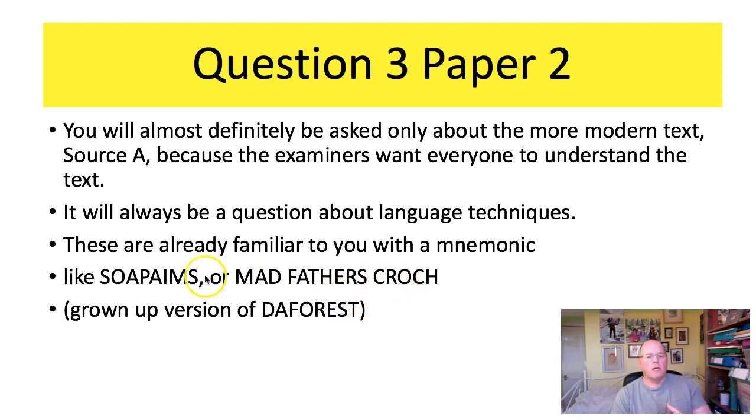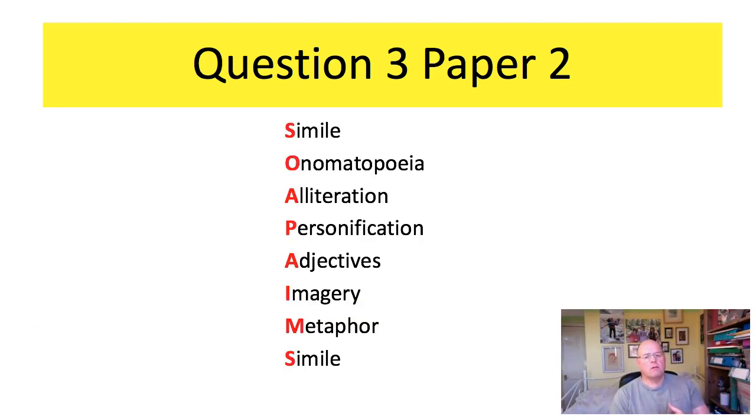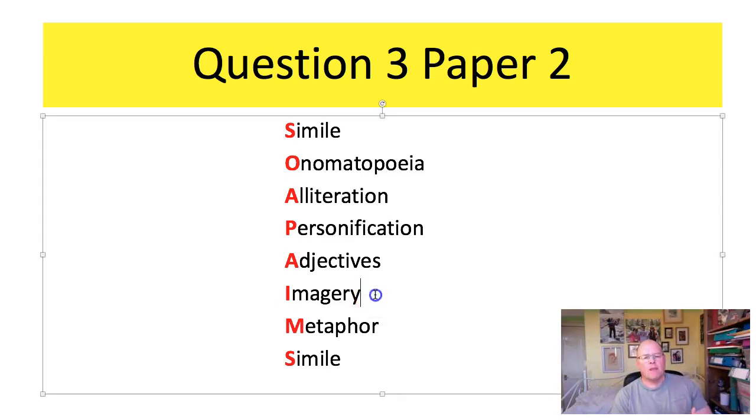Right, what is SOAP aims? Well, they're quite easy. Simile, onomatopoeia, alliteration, personification, adjectives, imagery, metaphor, and simile. This is actually a bit of a cheat one, because everything else is imagery, okay? So in this question, if you get the describe question, you are asking how the writer uses these methods to persuade the reader. Okay, so the writer uses this description to make the reader think or feel this or that. Persuade means think or feel.